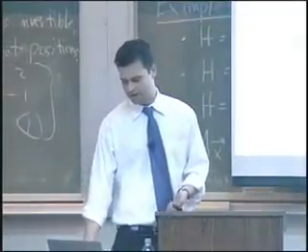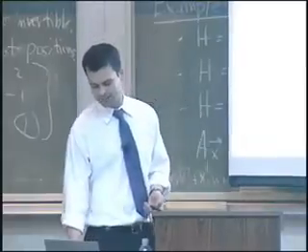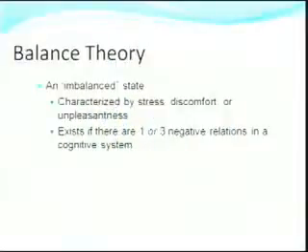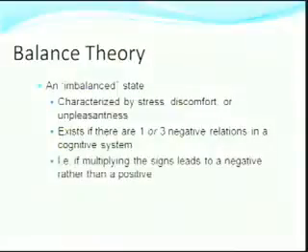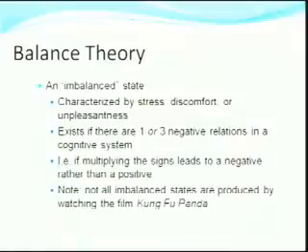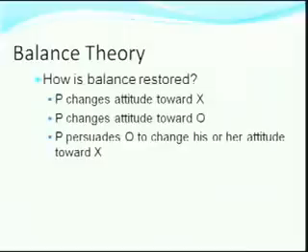So, balance theory says an imbalanced state is characterized by stress, discomfort, or unpleasantness, and it exists if there's one or three negative relations in a cognitive system. If there are 0 or 2, then it's balanced. But you don't have to remember that. You can just multiply the signs around and figure out if it's balanced or not. If it leads to a negative rather than a positive, then that's imbalanced. If it leads to a positive, that's balanced. And know that not all imbalanced states are produced by watching the film Kung Fu Panda. Most are, though. It's a general theory, mostly applies to Kung Fu Panda.